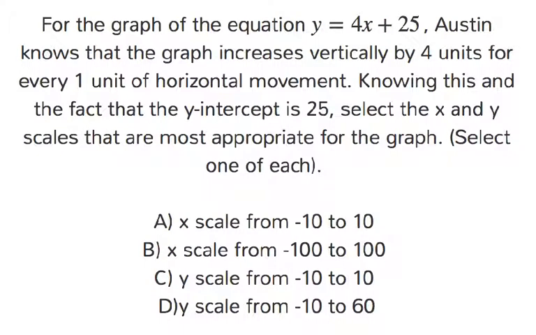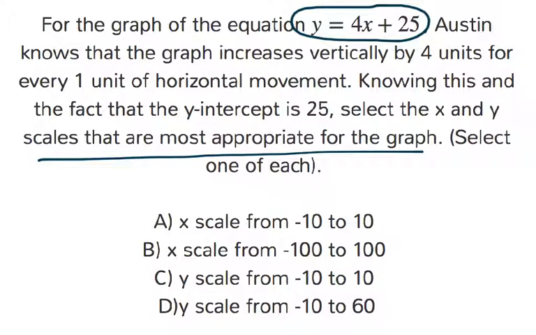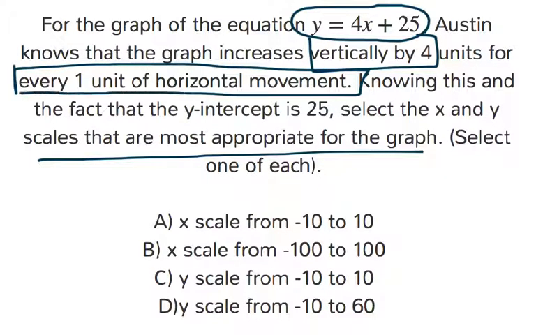This question is asking us to determine, for a graph of the equation 4x plus 25, what the appropriate scales would be for the graph. All right, well, it says Austin knows that the graph increases vertically by 4, that's the rise, for every 1 unit of horizontal movement, that is the run, so we know the slope is actually 4.